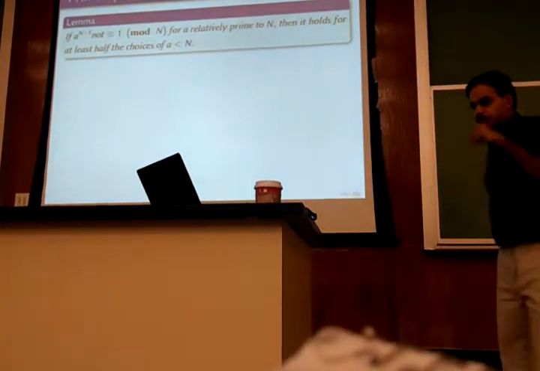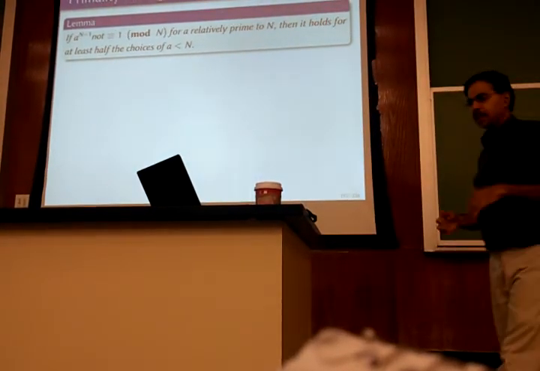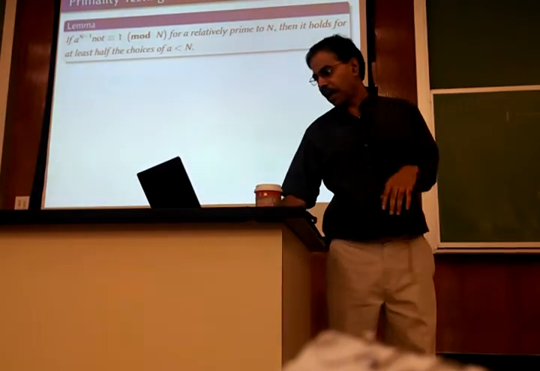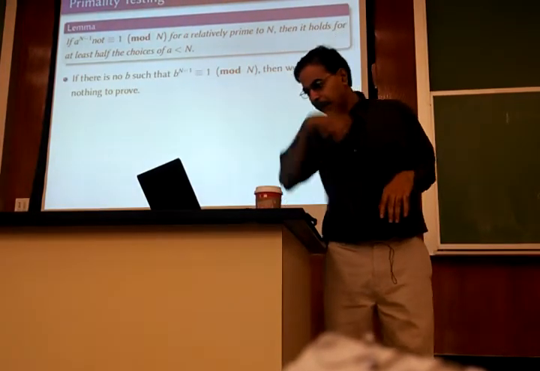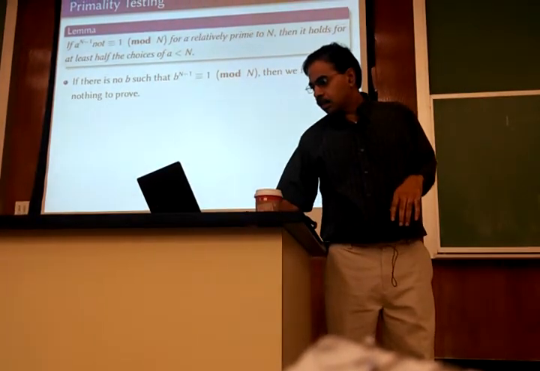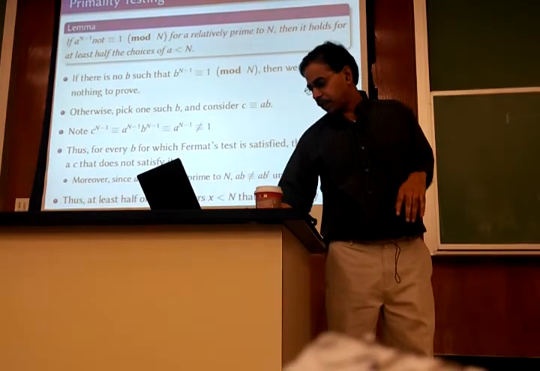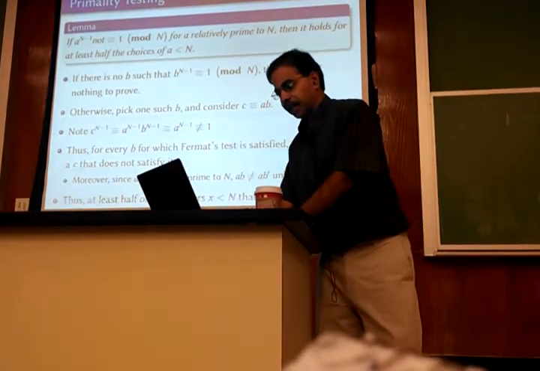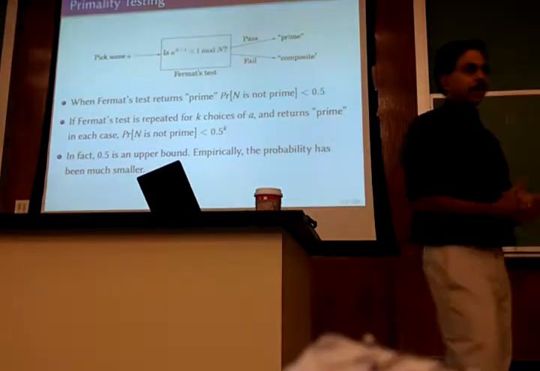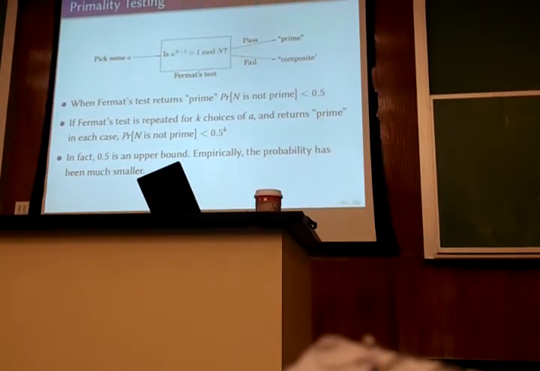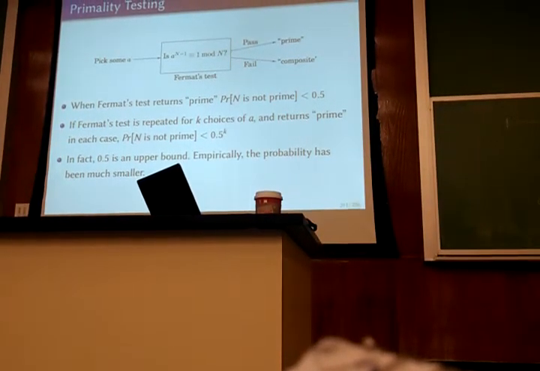Okay, so yeah, as I said, it's only for half the choices of A. So I won't go through the proof, but if you're interested, it's there, I think, in your textbook, and it's also there in the notes. You can look it up.